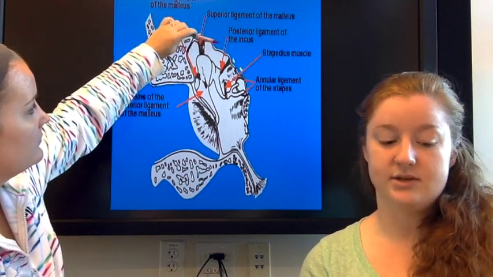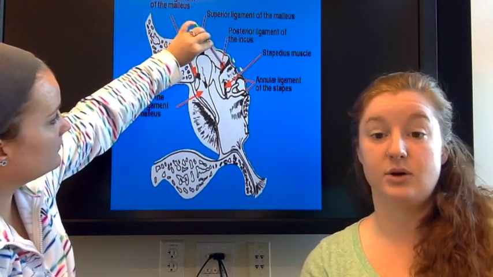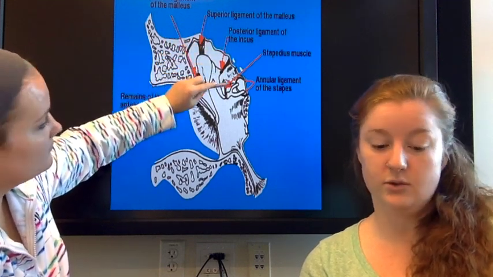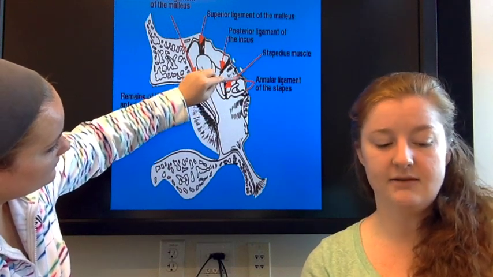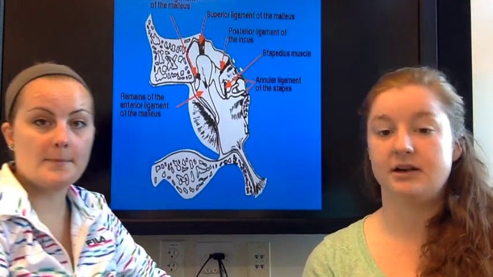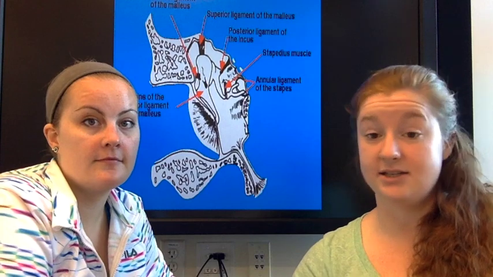And then we have the posterior ligament of the incus, which connects from the short process of the incus to the posterior wall. The annular ligament of the stapes, which connects from the footplate of the stapes to the oval window. And then finally we have the superior ligament of the incus, which isn't in this picture and it's really hard to get a picture of, but it connects from the head of the incus to the superior wall.